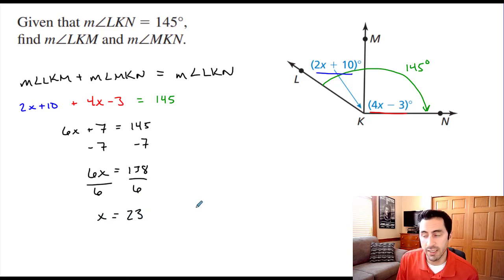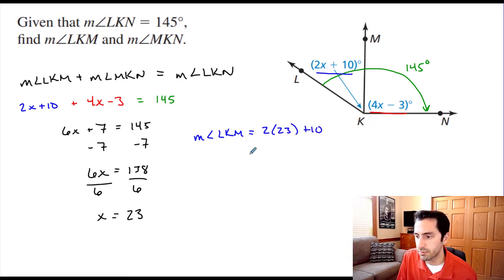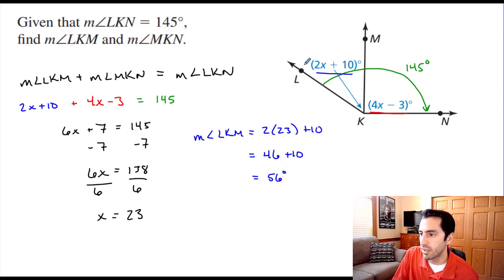Okay, but we're not quite done yet. I actually want to find the measure of these two angles. So the measure of angle LKM, I need to do a little back substitution to find that out. So now that I know x, I can substitute that in. So instead of the x, we'll do 2 times 23 plus 10. And if we simplify, 2 times 23 is 46. And if we add 10, we get 56 degrees. So over here on this side, this angle is 56 degrees.